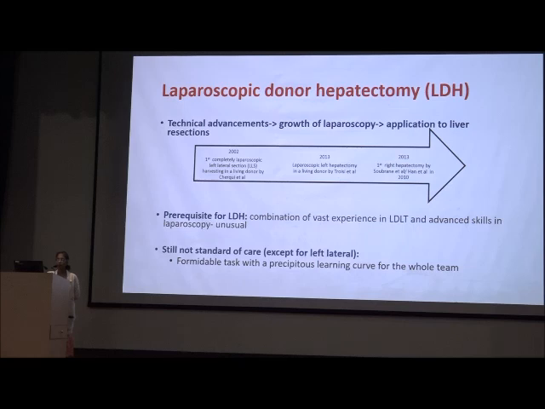So with this itself, we can see that we are a decade from the first laparoscopic right hepatectomy, and laparoscopic donor hepatectomy has not taken up as expected. It's a formidable task. It has a precipitous learning curve for the whole team. What is important for a laparoscopic donor hepatectomy is that you need a team which is simultaneously well trained in open donor hepatectomy as well as possesses advanced laparoscopic skills. Both of these are niche areas, and it's not usual to find teams which possess both these qualifications.